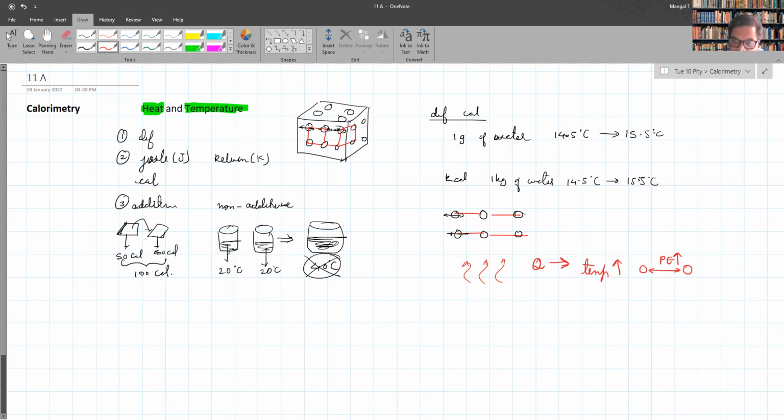Now, when I say 14.5 to 15.5, all that energy is used only to increase the temperature. That means it will increase the vibrational kinetic energy of water. Now, this is a characteristic of water, right?